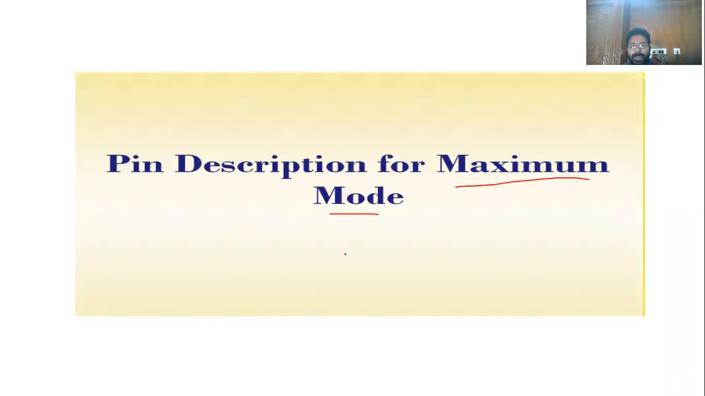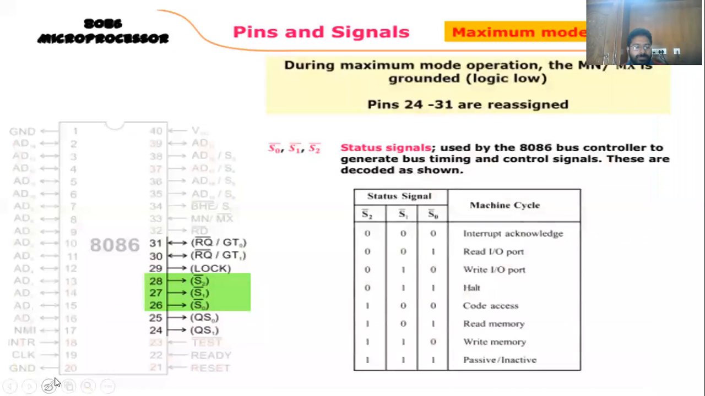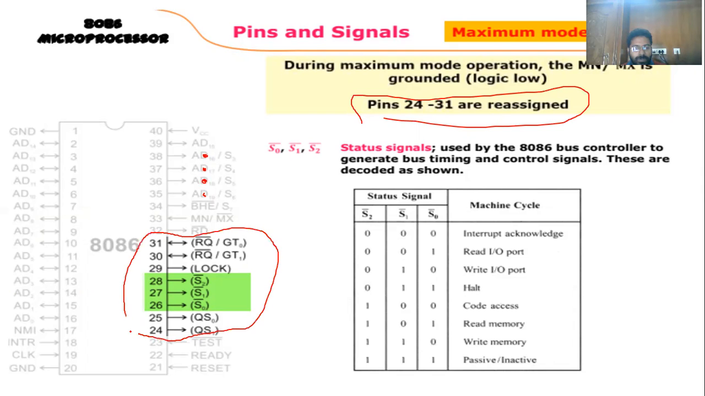Then coming to the maximum mode signals. In the maximum mode also we have 8 different signals available. Remember, these are the pins 24 to 31 that are available here.